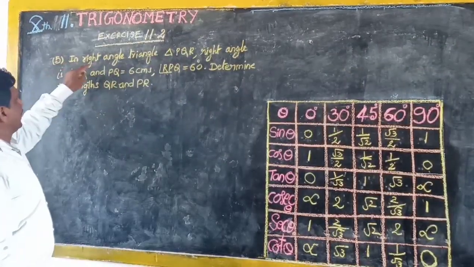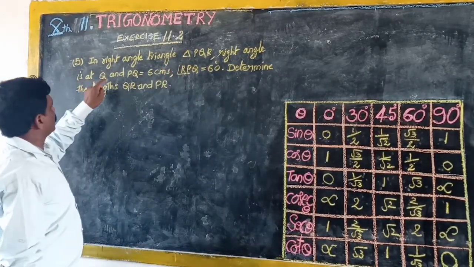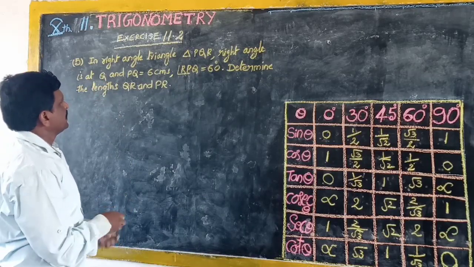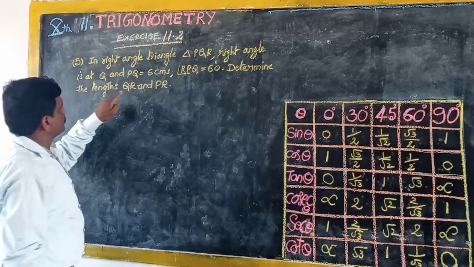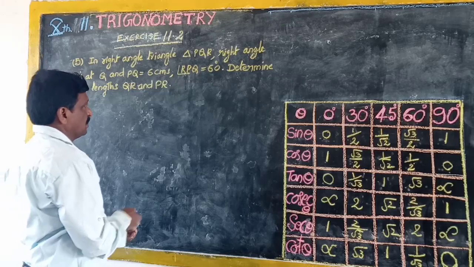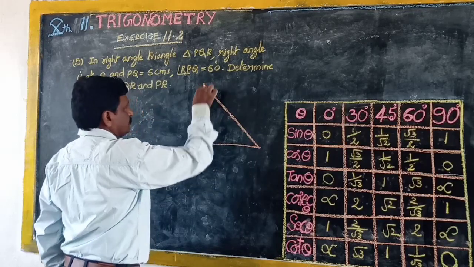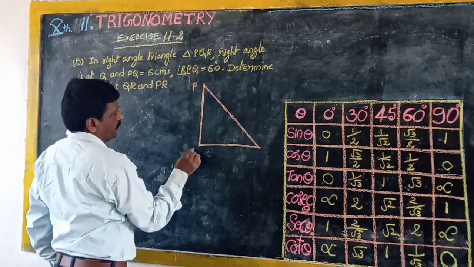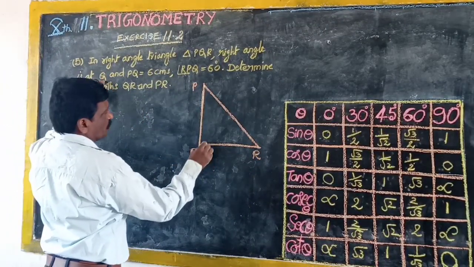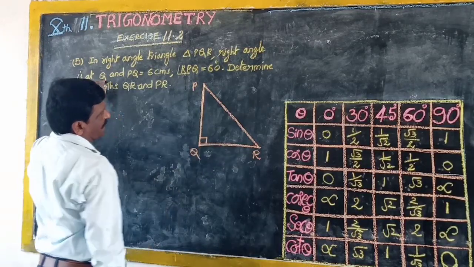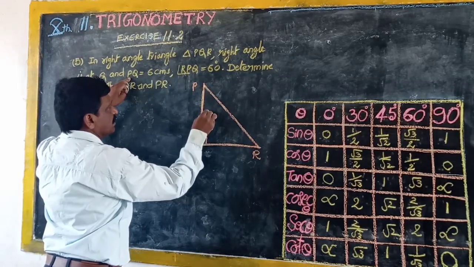In right angle triangle PQR, the right angle is at Q and PQ is equal to 6 centimeters. Angle RPQ is equal to 60 degrees. Determine the lengths QR and PR. This is the right angle triangle PQR. So the right angle at Q is 90 degrees. PQ is equal to 6 centimeters.